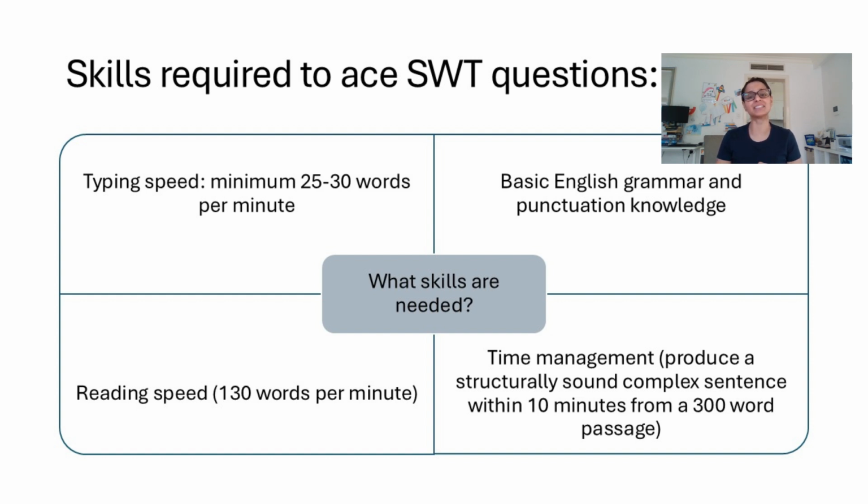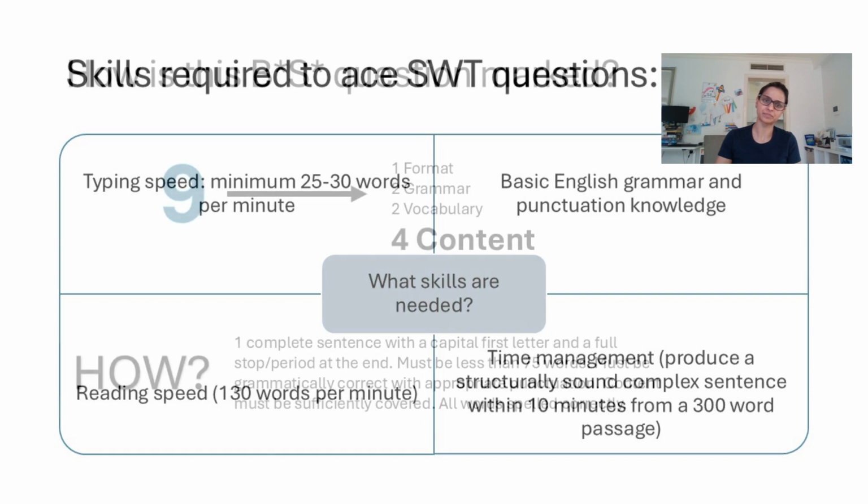You need basic English grammar and punctuation knowledge. Note the word basic. You don't have to have a degree in English literature. You don't need that. You need to read relatively quickly, okay? And you need to manage your time appropriately, 10 minutes per question, and you need to process 300 words, shrink it down to 70 or less. Okay? Let's get straight into how we can get this scored.